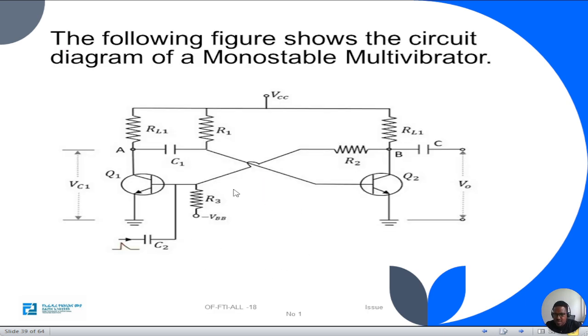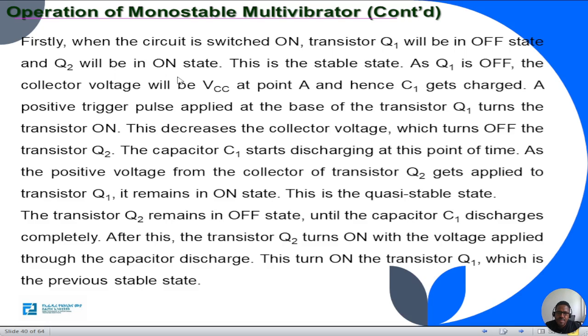So it looks like this, the monostable type. There is one trigger to the base of Q1, or transistor 1. The other, Q2, is the same as the stable one from this C1. So, for example, if Q1 is in the stable state, after the trigger, this Q1 becomes unstable. So let's see how they operate.